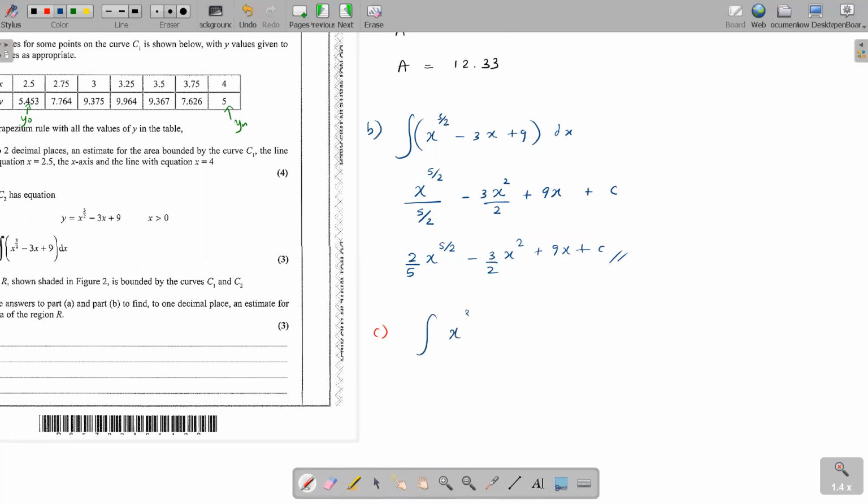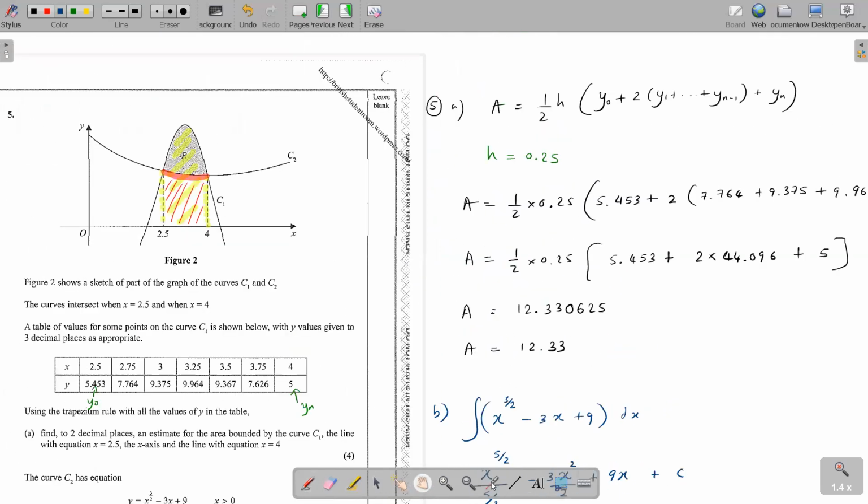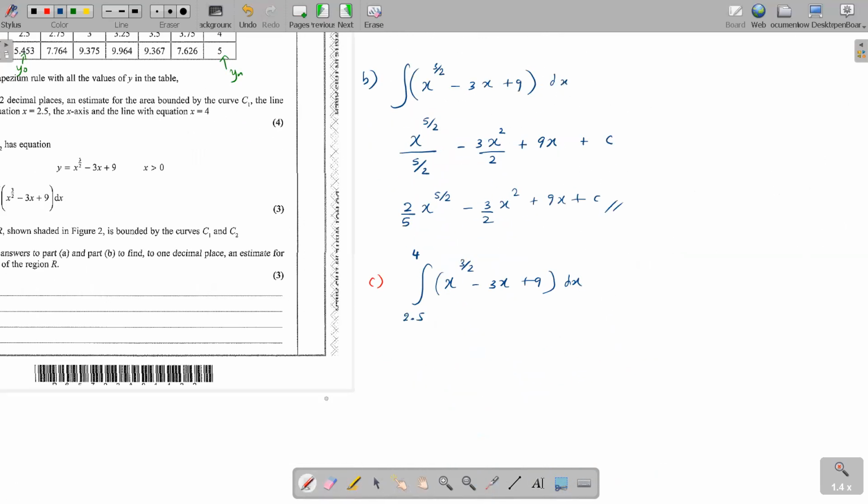We need to integrate x to the power 3 over 2 minus 3x plus 9 with respect to x between the limits 2.5 and 4. Can you all see? These are the x limits. I need to integrate my curve 2 between 2.5 and 4. They tell us very clearly we must use the answers from part A and part B. So the integration is actually done, I don't need to integrate again. The answer is directly there: 2 over 5 x to the power 5 over 2 minus 3 over 2 x square plus 9x. When you are doing integration with limits, you don't need to put the c. Plus c is not needed. So you're going to use the limits here.